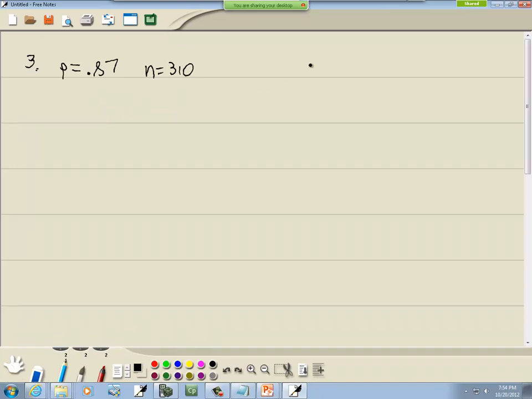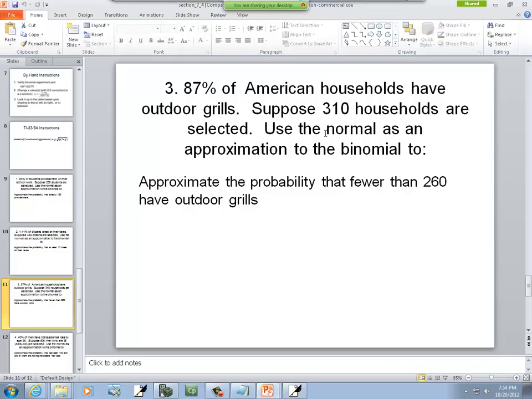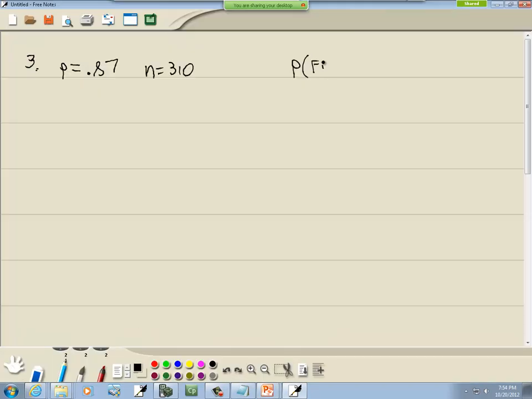Okay. Now what they're asking for, approximate the probability of fewer than 260. So I draw a picture here. Fewer than doesn't include 260, so I do 259.5. And fewer than is shading to the left. So again, your wording doesn't include 260, your shading shouldn't include 260.